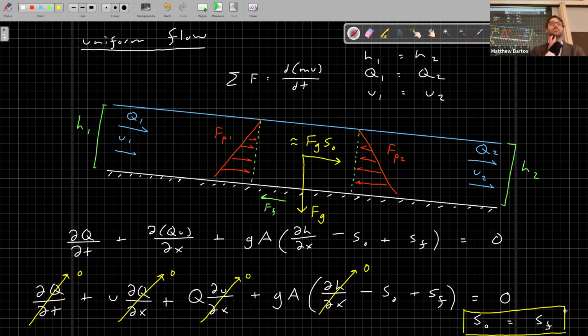What is S naught? Bottom slope. What is SF? Friction slope. So the bottom slope is equal to the friction slope. What does this mean in terms of the forces? The bottom slope is equal to the friction slope. What does that mean in terms of the force balance?